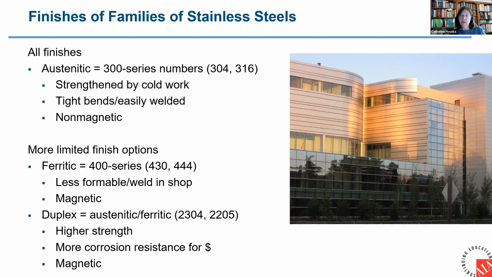The duplex stainless steels also have more limited finish options, but they're in between the austenitics and ferritics, and their microstructure contains both austenite and ferrite. 2304 and 2205 are two examples. They are higher in strength, about double the strength of the common austenitics. You typically get more corrosion resistance for the dollars, and they are magnetic. They're a good choice for structural applications, but I've also seen them used for applications like roofing and curtain wall in more corrosive environments.